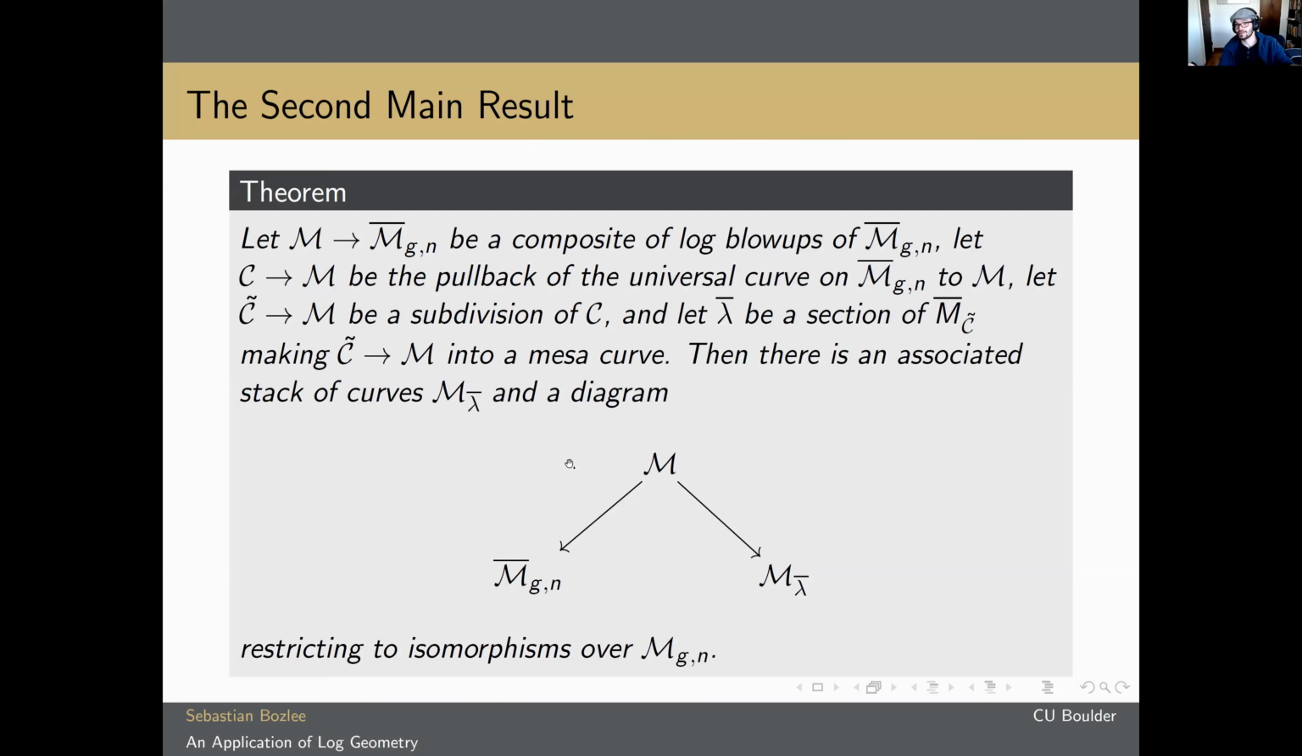And then this procedure works in general. So take any composite of log blowups, take a pullback of the universal curve, subdivide it, put a mesa on that, then we can contract it. And when we produce this family of contracted curves, there is a stack of curves that parameterizes the kinds of curves that show up in that contracted family, and we get a map to that stack of curves.